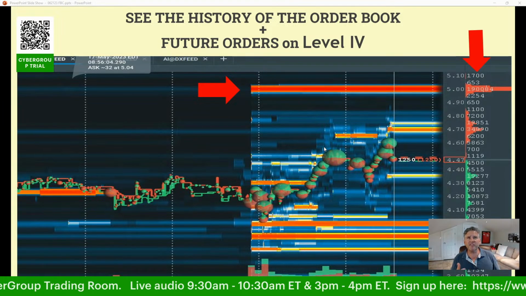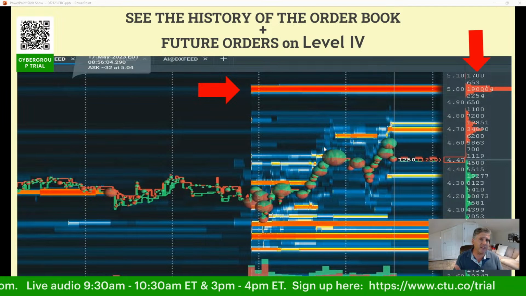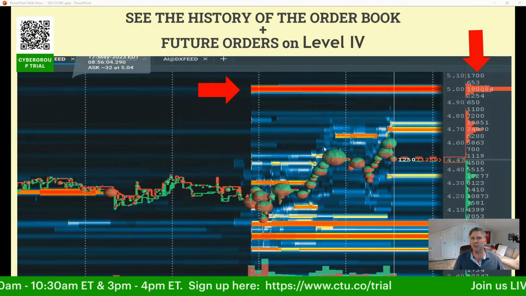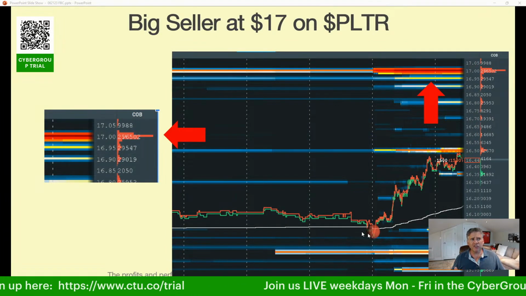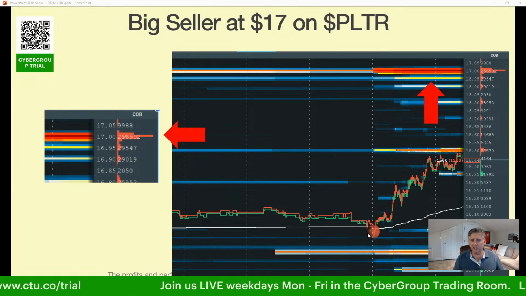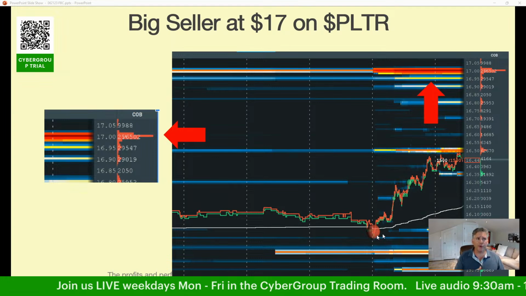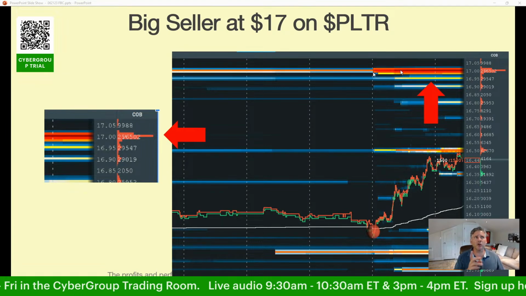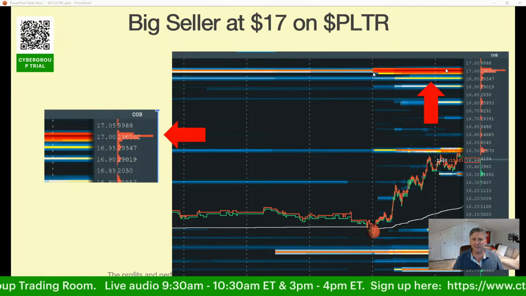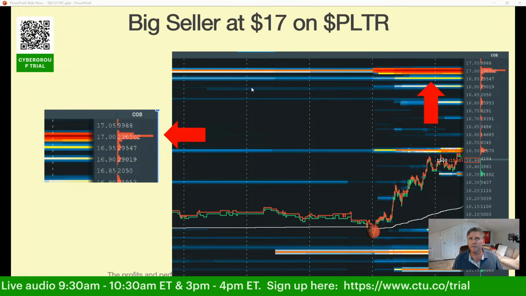And what's nice about this is that you could see how long he's been out there. Did he add to his position? Did he remove from it? I'll give you an example. Here's a stock we're looking at, PLTR. Okay, it started right around 9:30 at $16. It's shooting up, and you'll notice that this seller for about 250,000 shares is at $17. Okay, you see him right there.